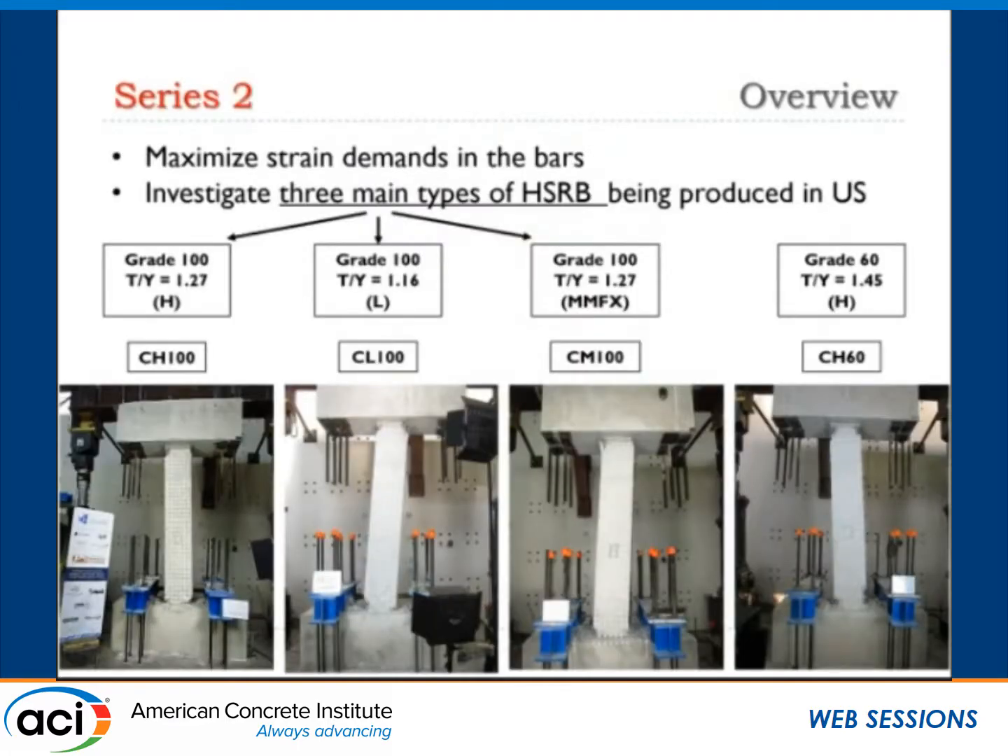The intent of Series 2 was to investigate three main types, as I mentioned: the low hardening, high hardening, and the MMFX shape, and looking at maximizing the strain demands in the bars, getting bar fractures to occur in those specimens so that we can see if that is materializing in the columns themselves. These are 4 columns, a grade 60 benchmark and 3 grade 100s. T2Y of 1.27, 1.16, and 1.27 here.